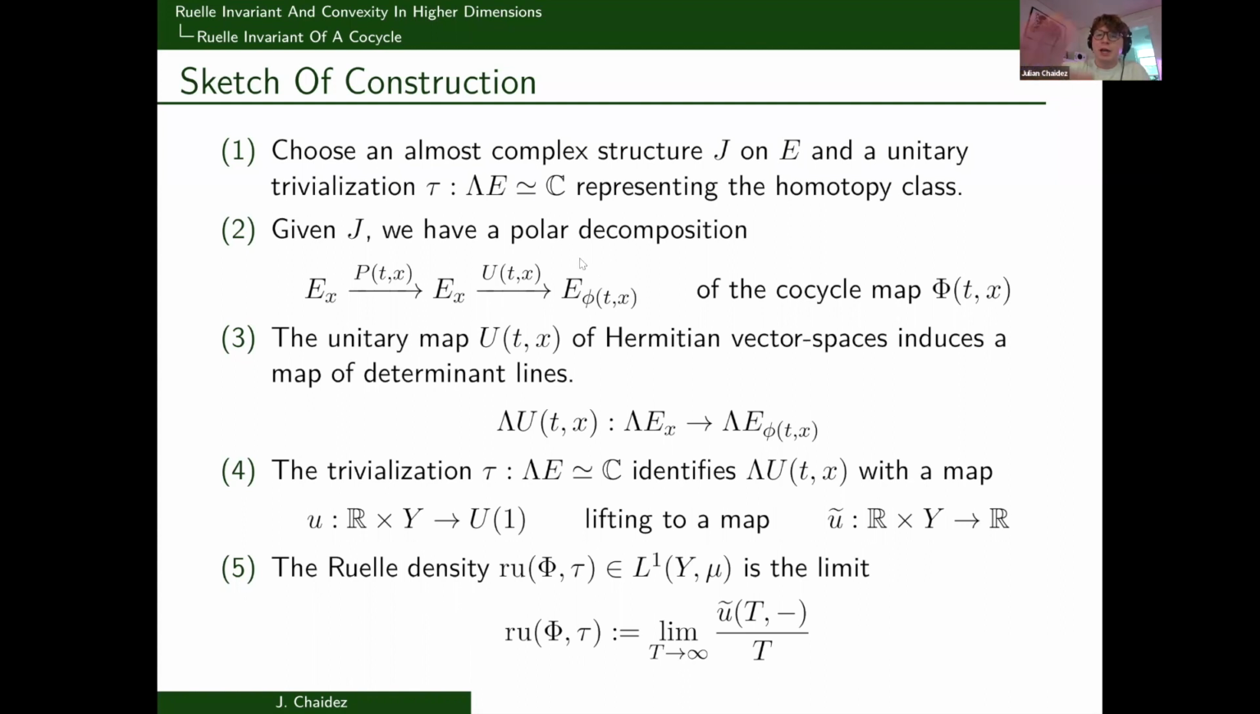Anyway, so this is just how you get a thing which satisfies the properties of the theorem. I'm not going to go over the proof that it satisfies all the properties, but I think it's nice to just treat the Ruelle invariant as a black box that behaves in the way described by the theorem and not worry too much about this construction.